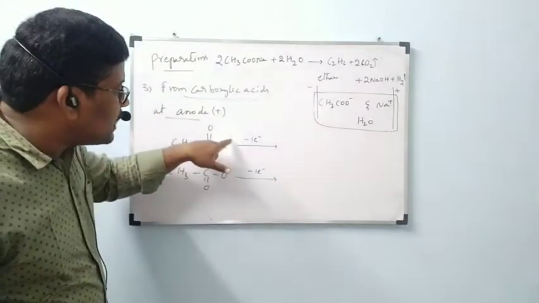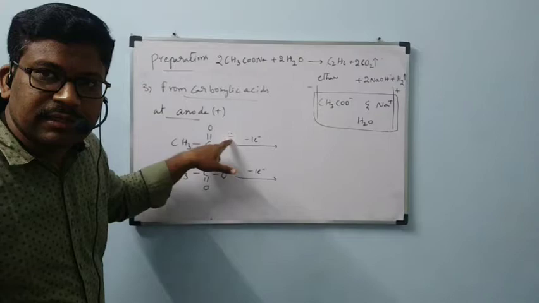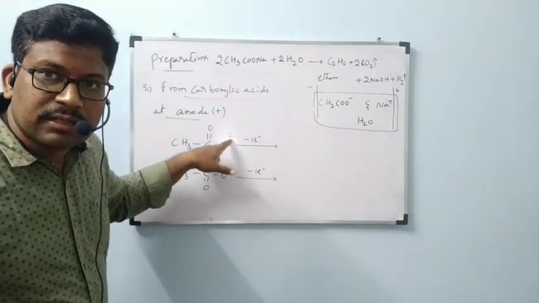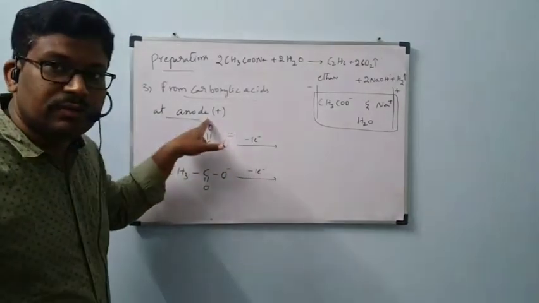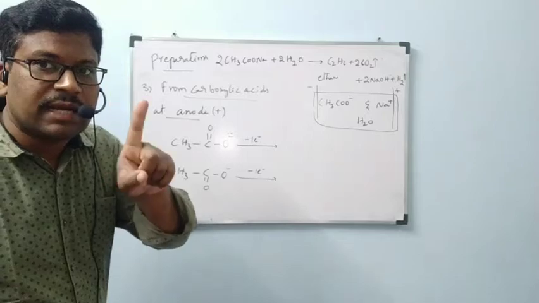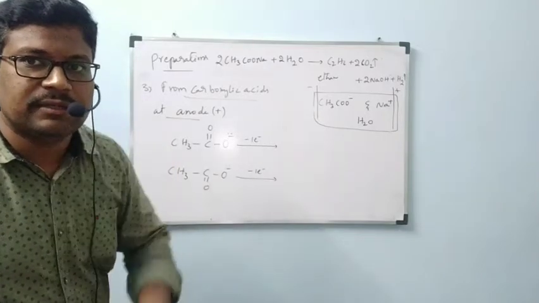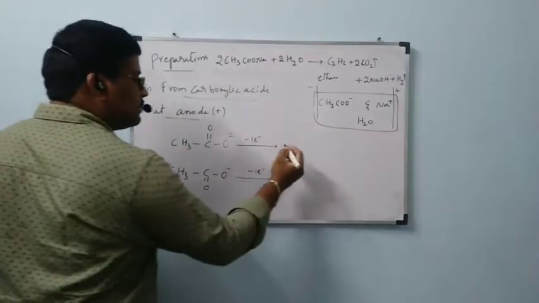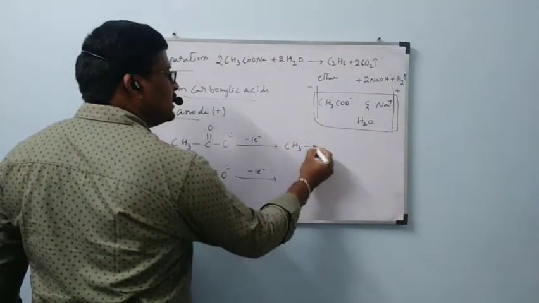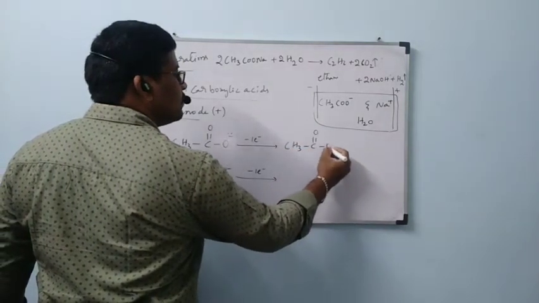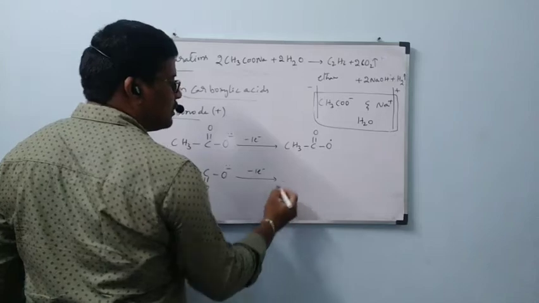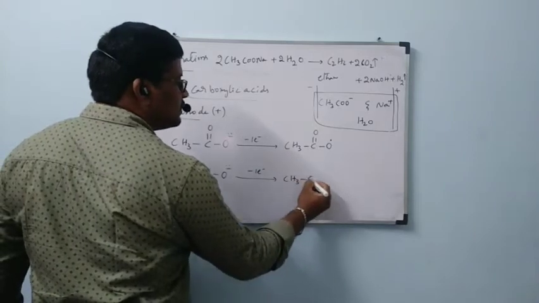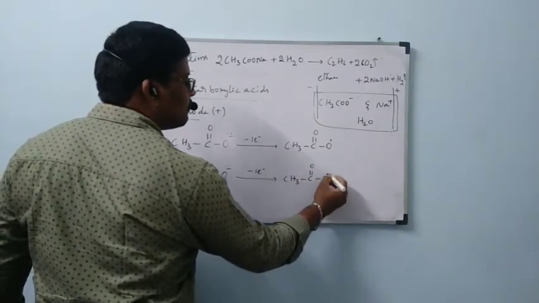See, 2 electrons are there, then negative charge is present. Of the 2 electrons, 1 electron is donated to the anode. Then that oxygen has only 1 electron. That is called a free radical. So it is converted to a free radical, CH3 C double bond O free radical.